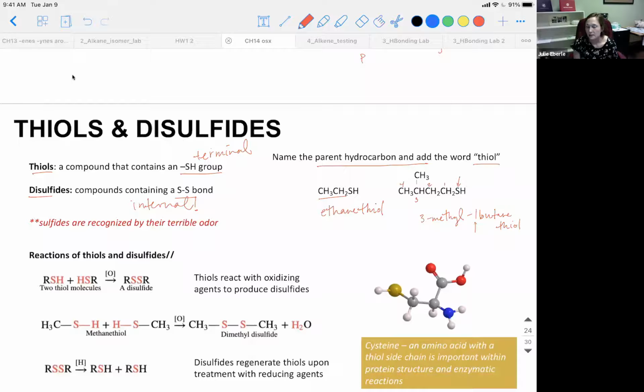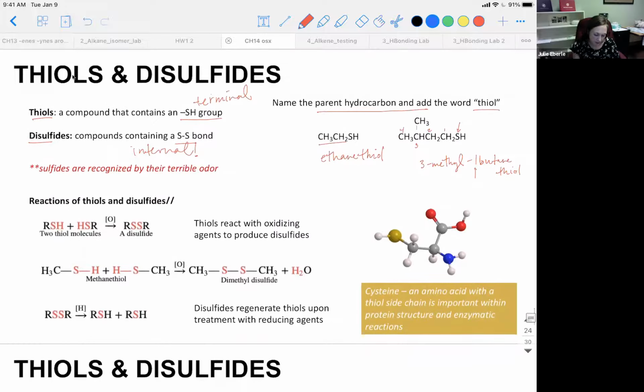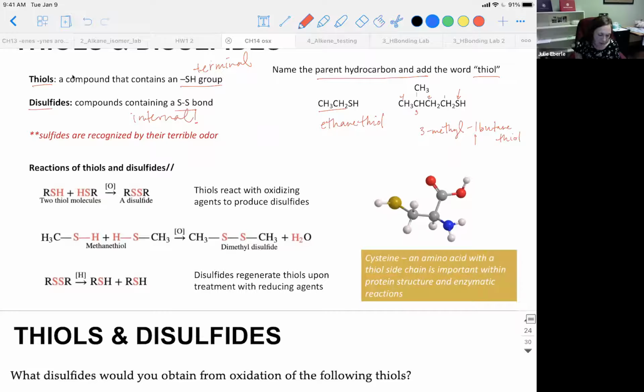Now, sulfides, maybe you guys have heard this before. Sulfur has a strong odor. So sulfides have really terrible odors, and that's oftentimes how compounds that have sulfur in them are recognized. That's really the only property I'm going to talk about with the sulfides, is the fact that they have a really strong odor.